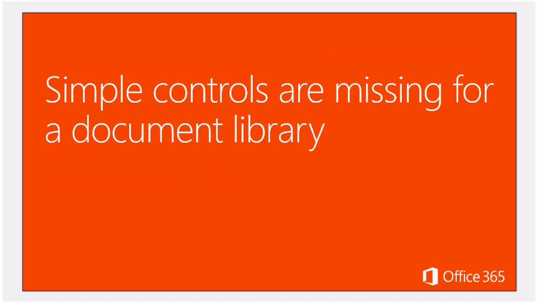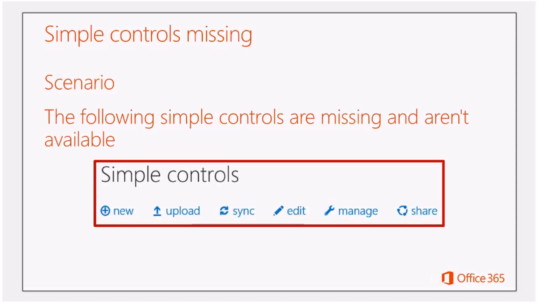First one we'll talk about, simple controls are missing for a document library. There's what the simple controls look like. At the top of your SharePoint list, you have some quick commands: new, upload, sync, edit, manage, and share. When you browse to your SharePoint Online document library and you're expecting to see those, you find that they are missing. They're simply not available.